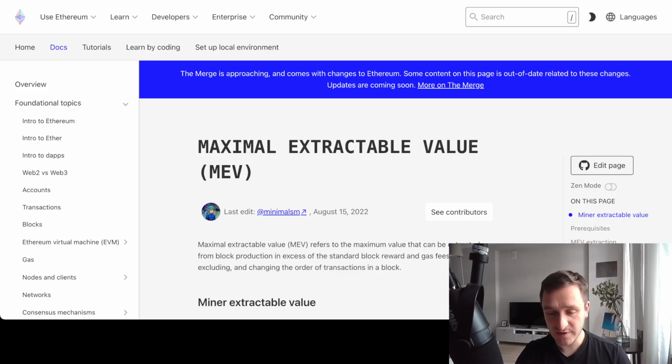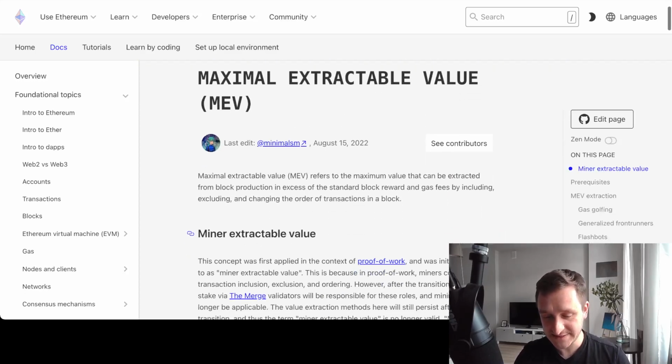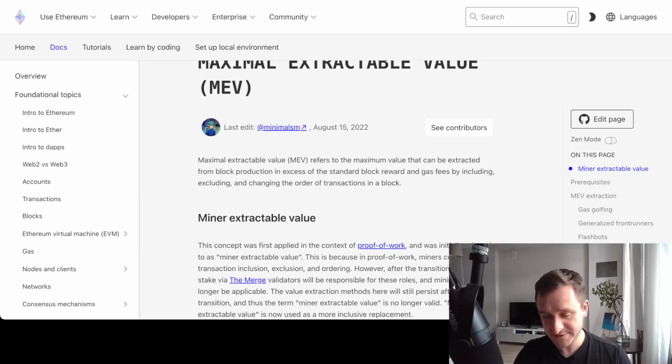So generally, coming from the website of Ethereum itself, maximal extractable value is defined as the maximum value that can be extracted from block production in excess of the standard block reward and gas fees by including, excluding, and changing the order of transactions in a block. What that means is that sometimes by having transactions in a certain order, you can gain much more money.